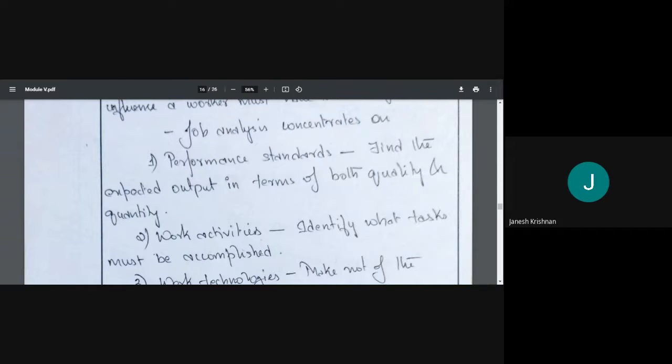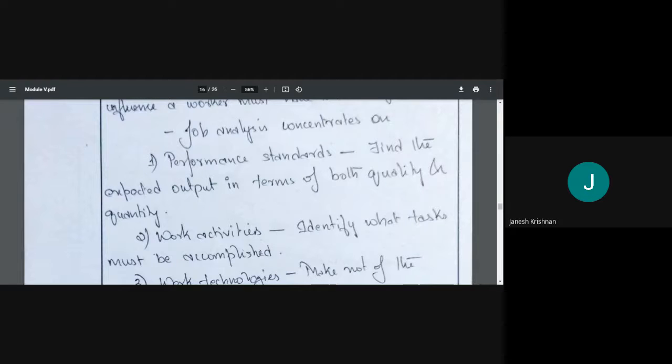So performance standards means we have to find the expected quality and expected output, in terms of both quality and quantity. What is the job? Are we interested in quality? Are we interested in quantity? Or are we interested in both? So three scenarios, three cases will be there, and the three cases have to be dealt with differently.